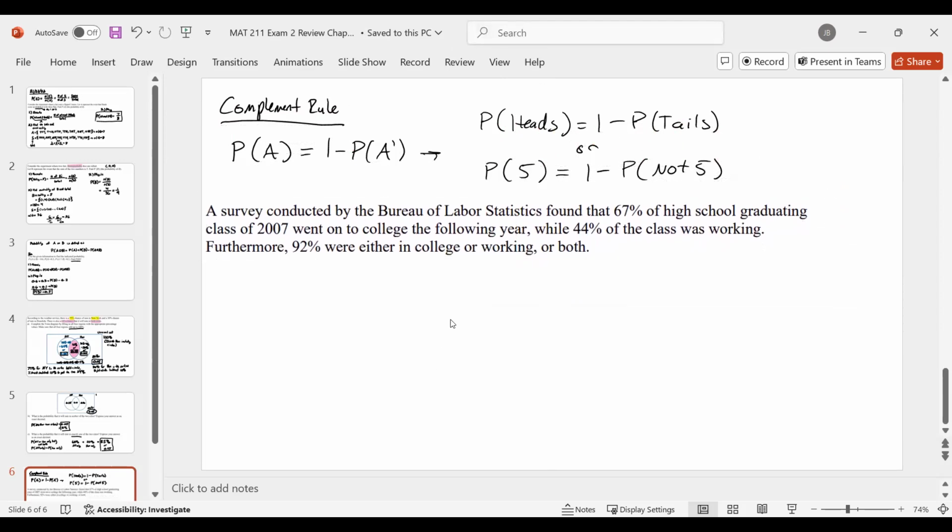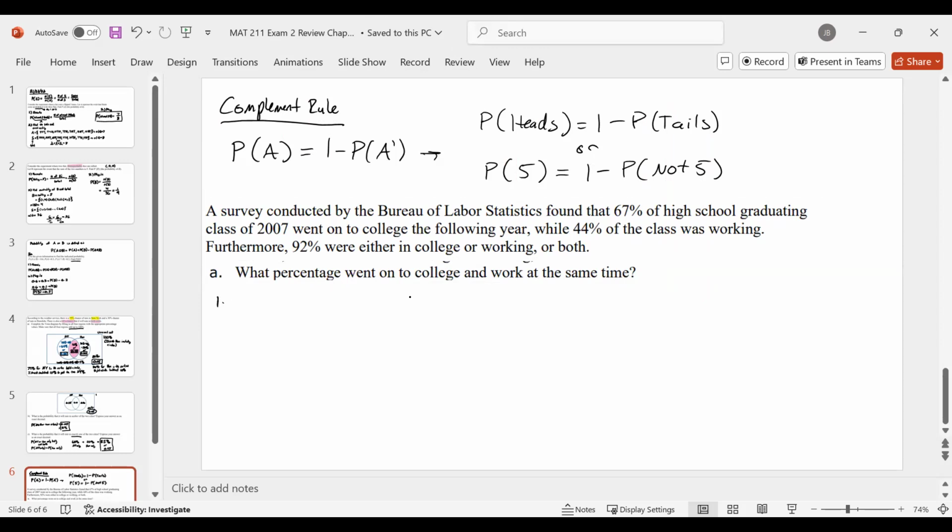A survey conducted by the Bureau of Labor Statistics found that 67% of high school students graduating went to college, while 44% of the class was working. Furthermore, 92% were either in college or working or both. So the first question would be something like this: what percentage went to college and worked at the same time? If you prefer to use a Venn diagram, you can do that for this problem. In fact, I would recommend that you use the Venn diagram, but you could also just use the formula.